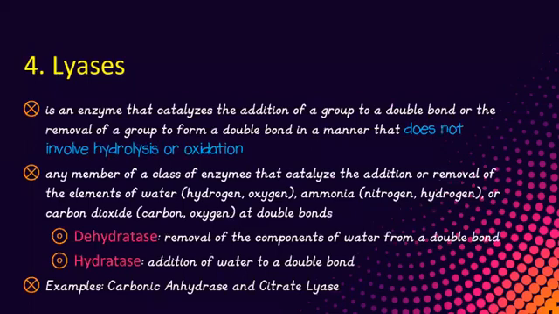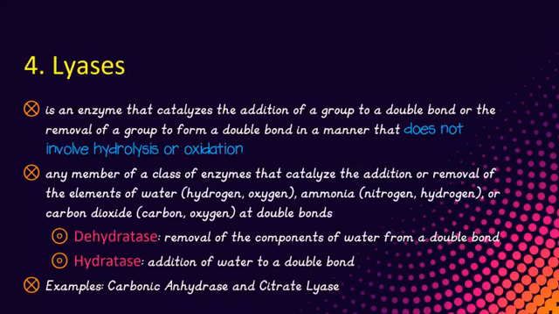Okay, so we have our lyases. It is an enzyme that catalyzes the addition of a group to a double bond, or the removal of a group to form a double bond, in a manner that does not involve hydrolysis or oxidation. So there is no presence of water, no presence of hydrogen ions, or removal of hydrogen ions. So we have examples here, class.